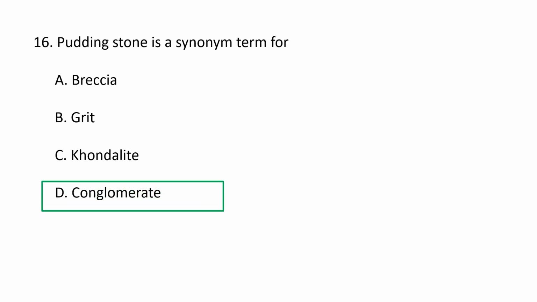Pudding stone is a type of conglomerate, which is a coarse-grained sedimentary rock made up of well-rounded pebbles bound together by a natural cement. And pudding stone gets its name from its resemblance to European settlers' fruit pudding dishes, with the pebbles contrasting in color with the fine-grained matrix that surrounds them. So that's why it has got its name. Pudding stone is a synonym term for conglomerate.